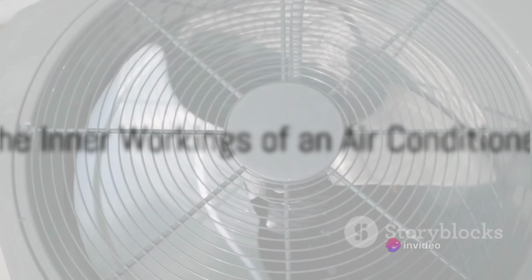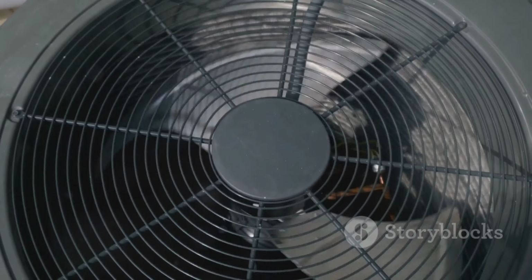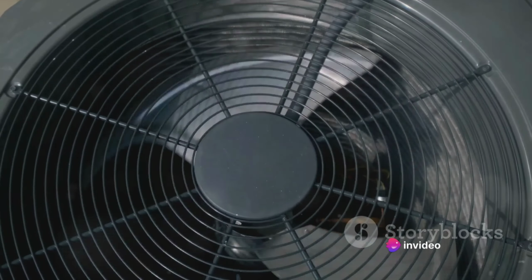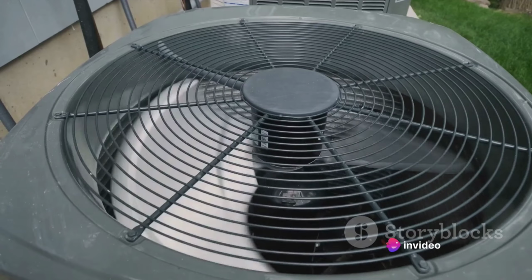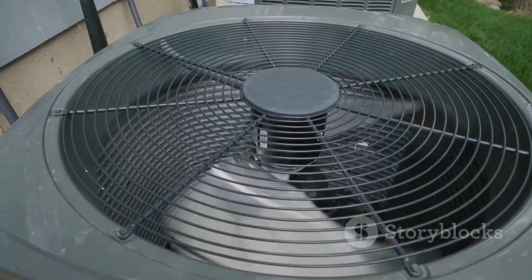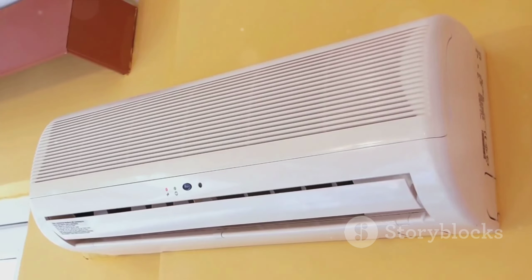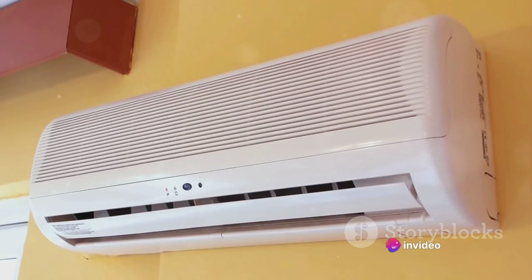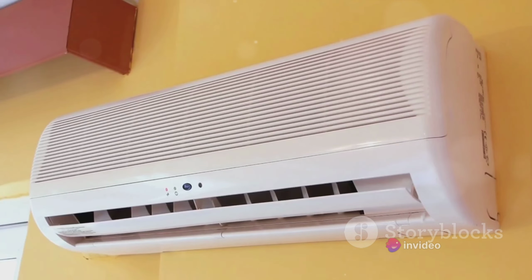To understand this, we need to delve into the inner workings of an air conditioner. An air conditioner operates on a simple principle. Heat always flows from a higher temperature to a lower temperature. This principle is the basis of the refrigeration cycle that an air conditioner employs to cool your room. The air conditioner consists of four main components: the compressor, the condenser, the expansion valve, and the evaporator. All these parts work together in a continuous cycle of condensation and evaporation.